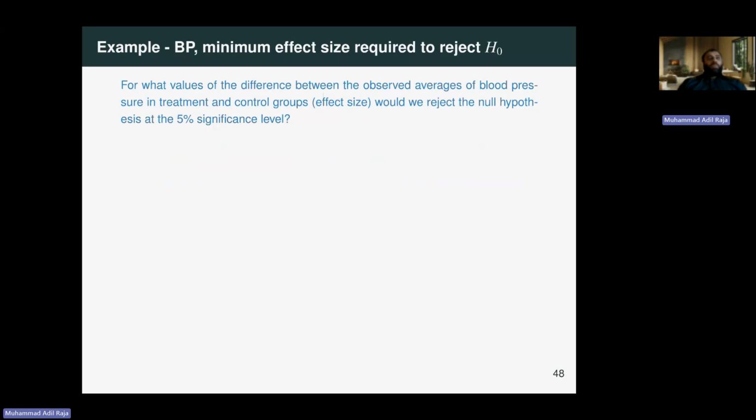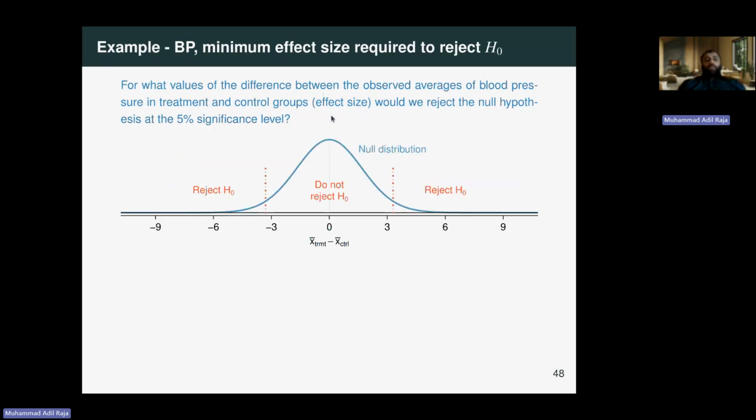And then you could say, have a conversation about it, and you could say that we would at least expect it to fall by 3 mmHg, 3 points at least, to have an effect. And that would be our effect size. However, let's see how it does that.